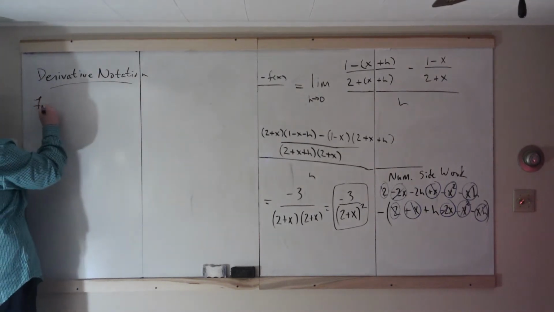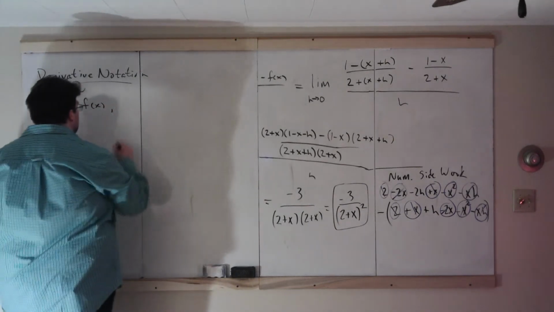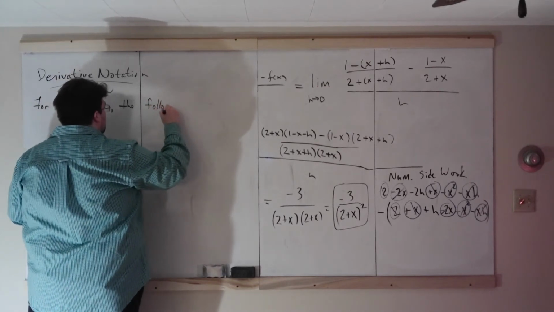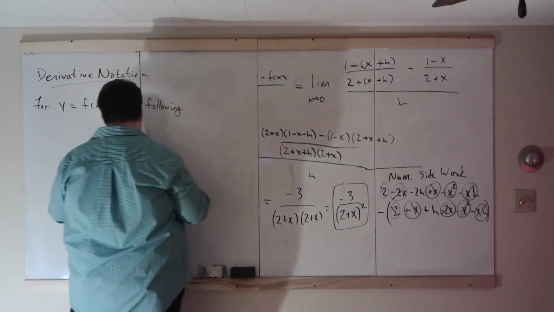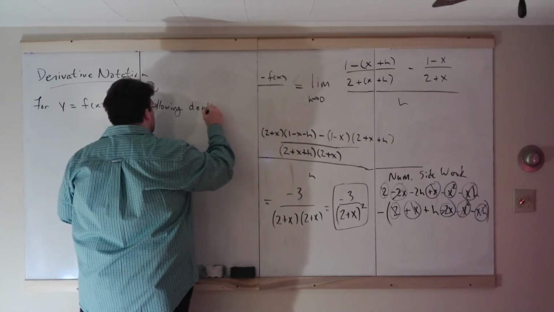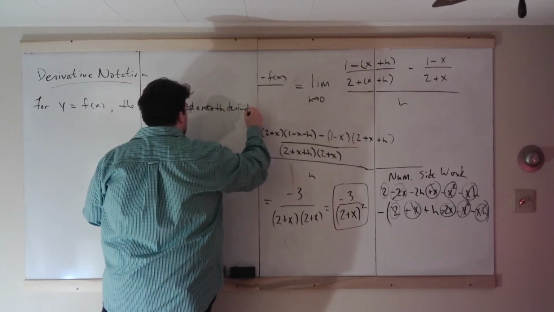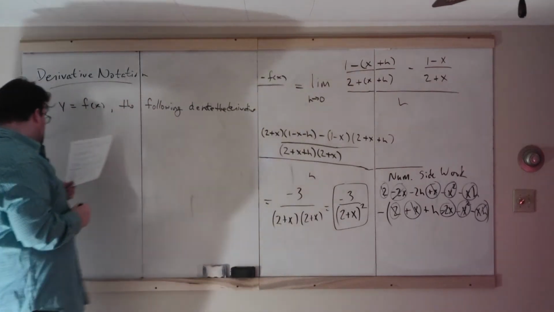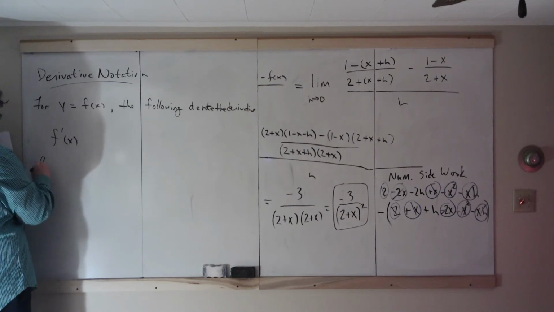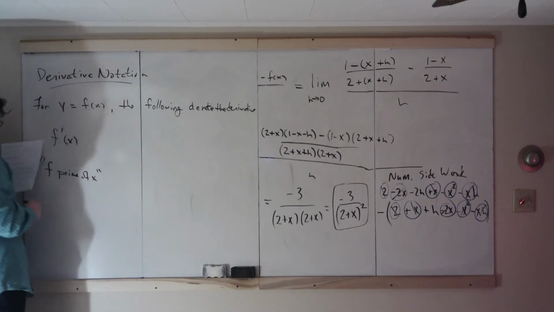For y equals f of x, each of the following denotes the derivative. The word has an E at the end. So first, f prime of x, which we read f prime of x. That's the one we've seen, f prime of x.